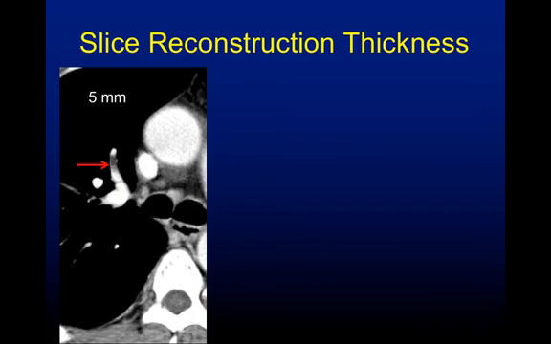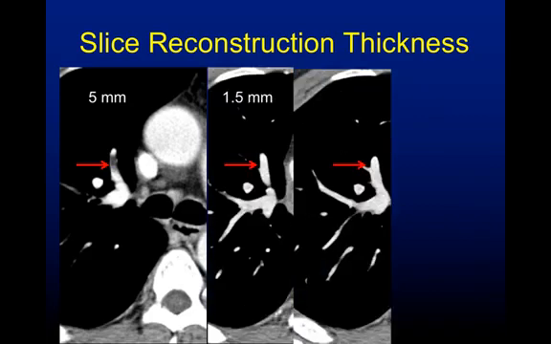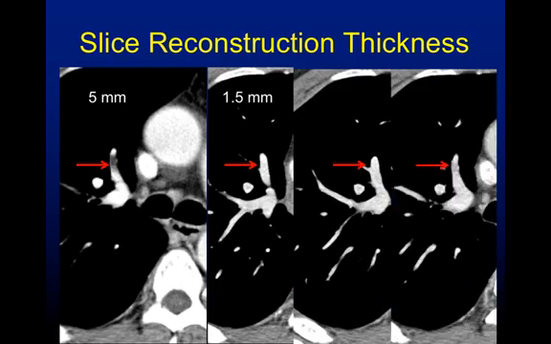Slice reconstruction thickness is especially important in vessels that run along the imaging plane. Here we see a 5 mm reconstruction and an apparent filling defect in a segmental artery in the right upper lobe. Thinner reconstructions are extremely useful here because we can see that the apparent filling defect was due to volume averaging with the vessel wall, and there is actually no embolus within this vessel. Coronal and sagittal reformats can be very useful to help with these small vascular structures as well.